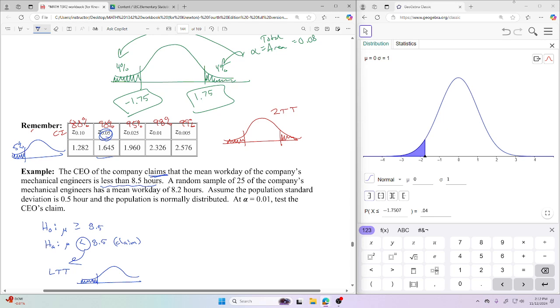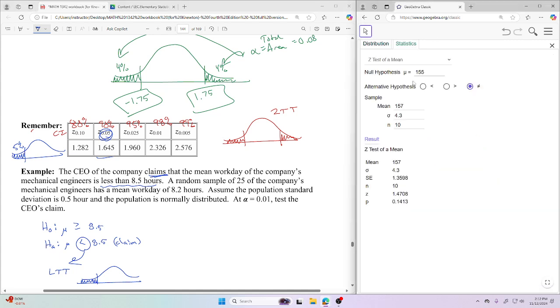Okay. Well, back to this thing. So a random sample of 25 folks had a mean of 8.2. I guess my original was the 8.5. Less than. And my standard deviation, 0.5. Wow.